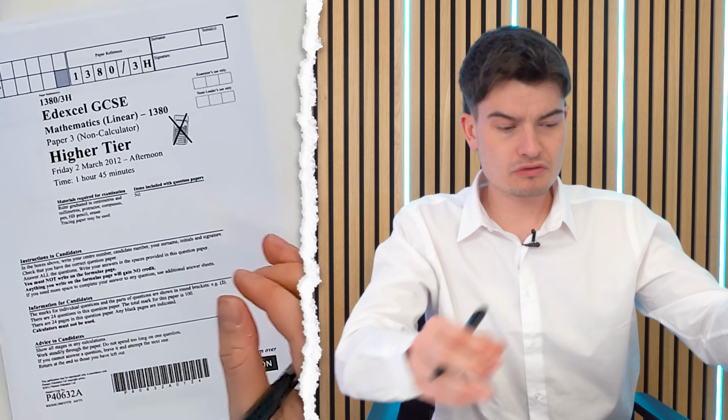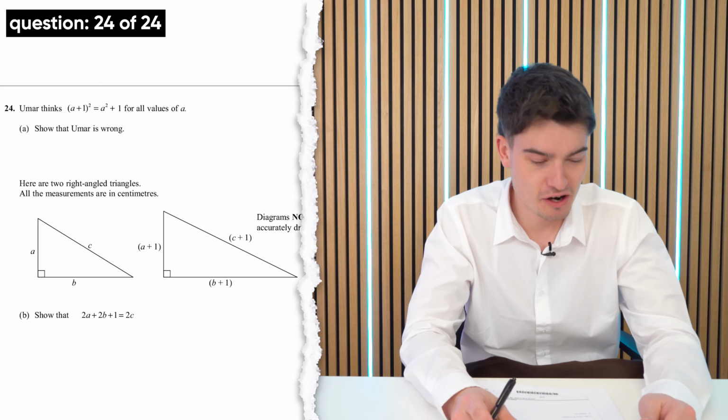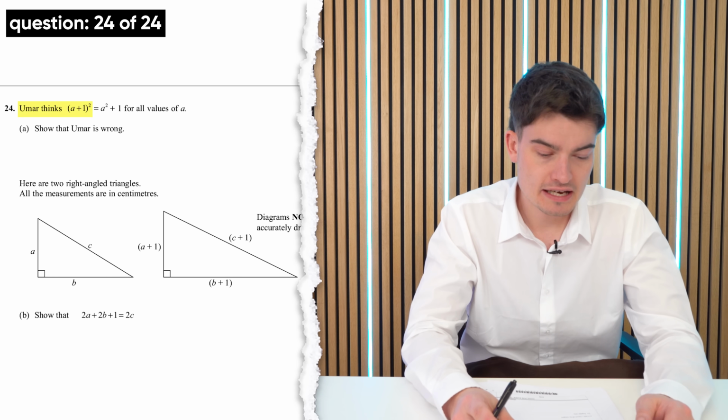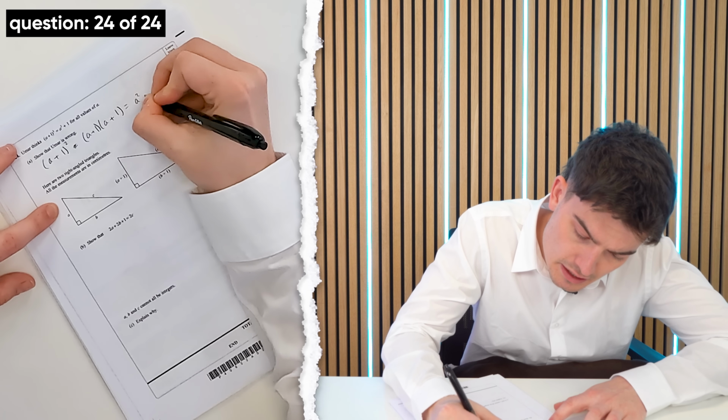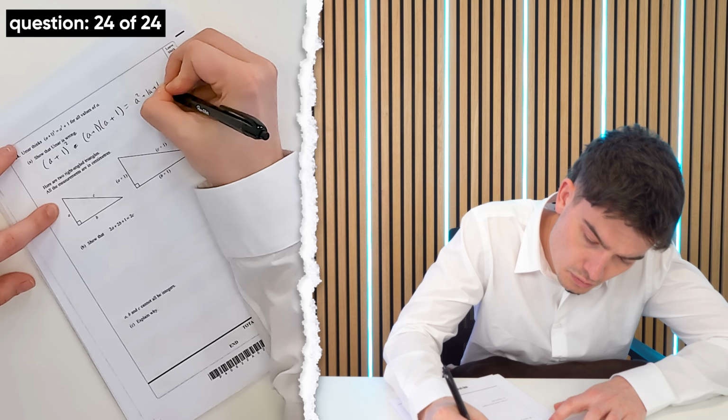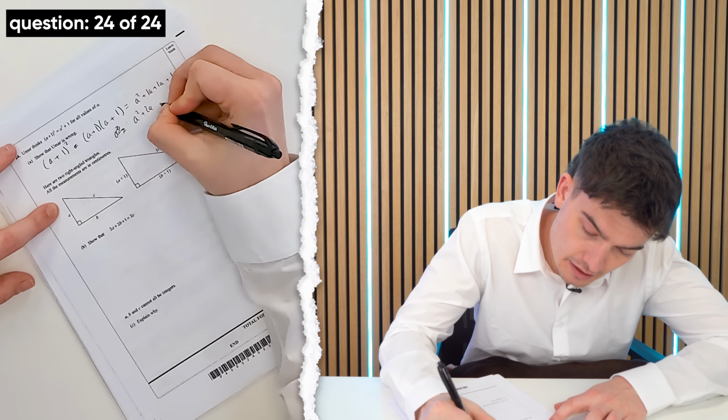Oh! The last page! Now I'm a whiz, I'm sure I've got... Okay, what you done, Umar? Silly Umar. Thinks that A plus 1 squared is equal to A squared plus 1 for all values of A. Show that Umar is wrong. We weren't proving Jim wrong, were we? A squared plus 1A plus 1A plus 1. So it's actually, Umar, you big silly gimp, A squared add 2A add 1.